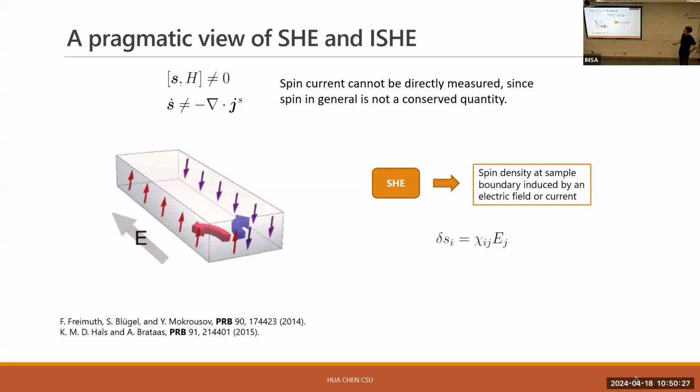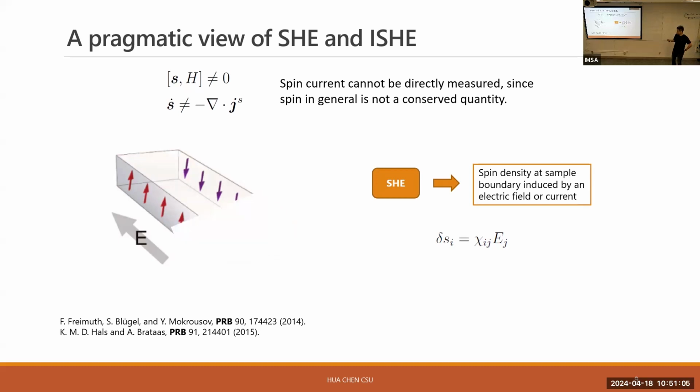So we thought that probably, experimentally what you measure is the accumulation of spin with opposite signs on opposite side boundaries. So maybe we can just define the spin Hall effect as the local response of spin density to electric field. This indeed works, and you can arrive at the same phenomenology as the spin Hall effect as predicted by using the spin current language. But more importantly, this quantity can be unambiguously computed.